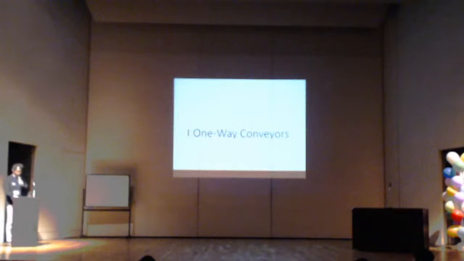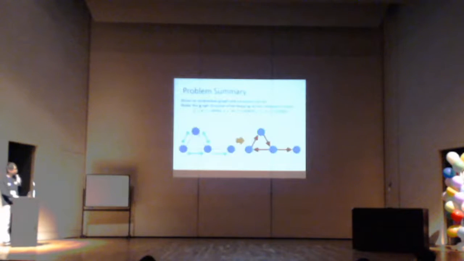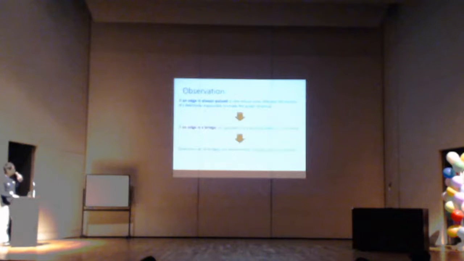I will explain problem I, one-way conveyors. Here is a brief summary of the problem. You are given an undirected graph and some necessary moves. And the task is to make this graph directed while keeping all the necessary moves. So let's consider when it's impossible. If an edge is always passed in two moves with different directions, it's definitely impossible.